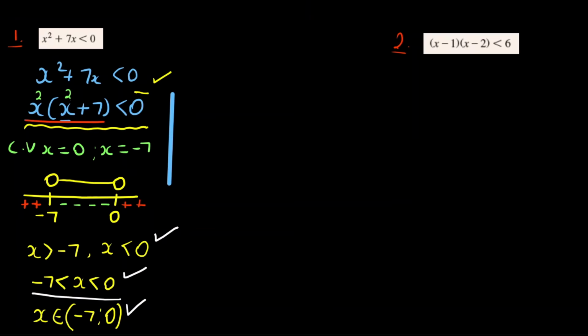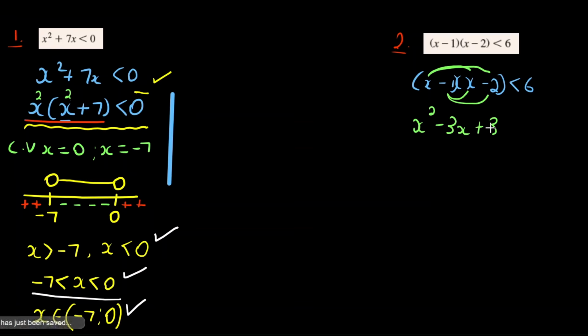So let's move on to the second question, where we're given a more complex example. We're given that x minus 1 times x minus 2 is less than 6. So what we need to do here is to FOIL these brackets out by multiplying using the FOIL technique. When you FOIL this out, we should get x squared minus 3x plus 3 less than 6.